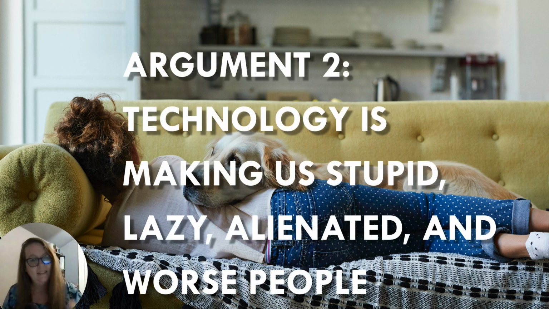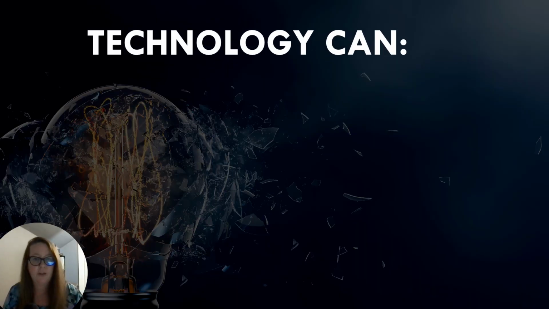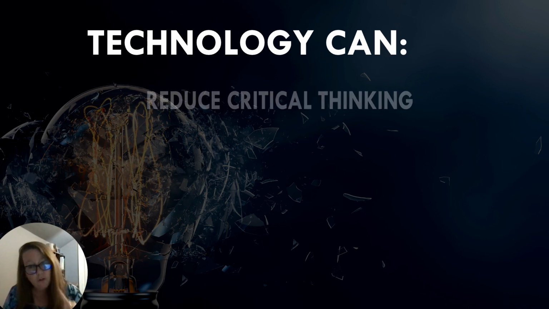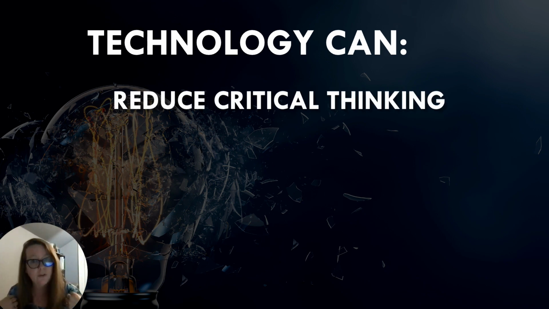Argument two: technology is making us stupid and lazy, alienated. Technology is making us worse people. So, thinking about AI again, so many people have started using AI all the time, but over relying on AI can reduce critical thinking. As AI systems increasingly handle decision making, humans weaken their ability to think critically and solve problems creatively. I mean, if you depend entirely on AI driven recommendations for content, purchases, or life decisions, you will be a passive consumer without independent thought.